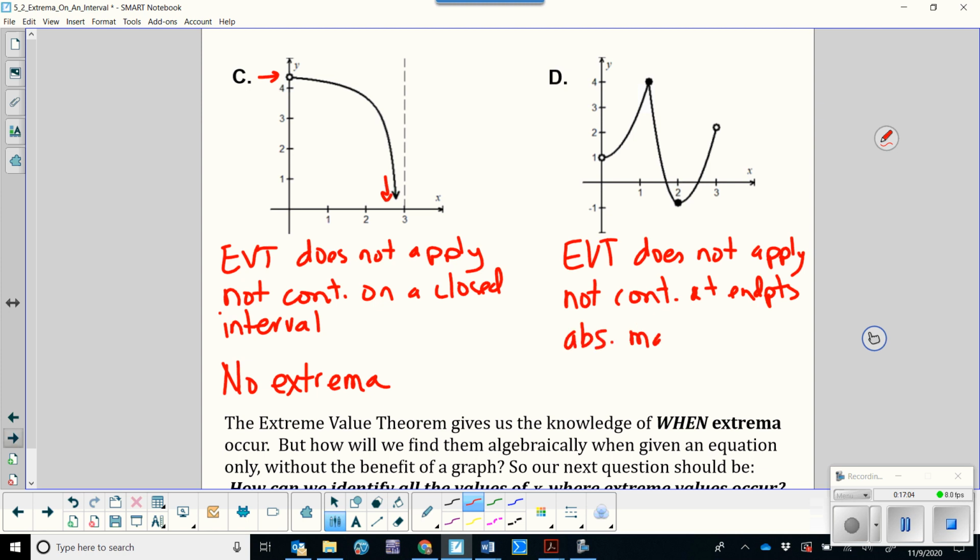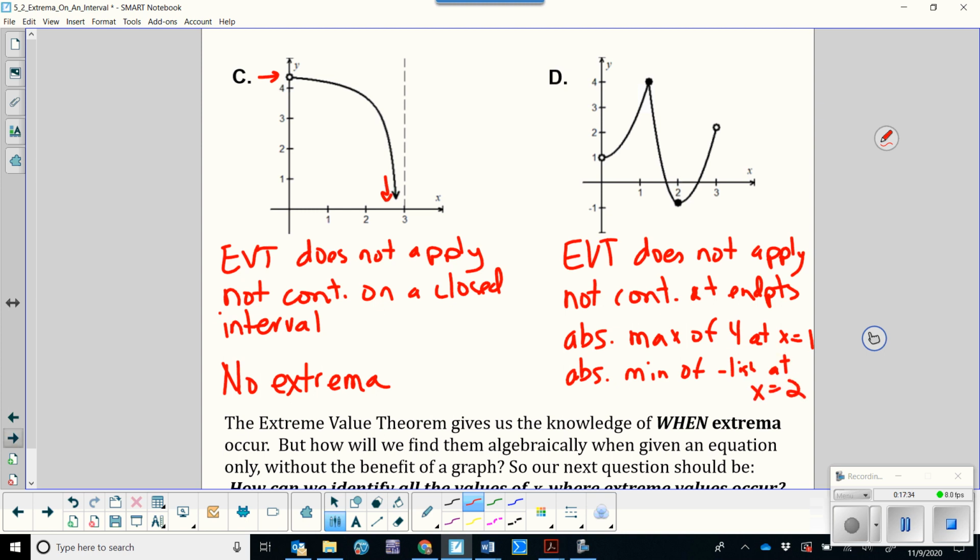So we have an absolute max of 4 at x equals 1-ish. That didn't look like 1 to me, but we'll call it that. And we have an absolute min of, again, doesn't really look like -1 exactly, but we'll call it -1-ish at x equals 2.